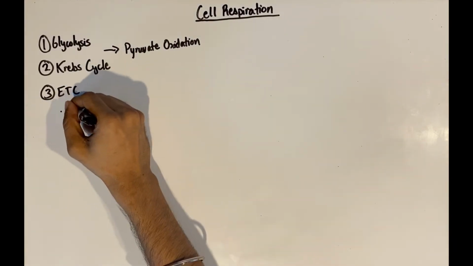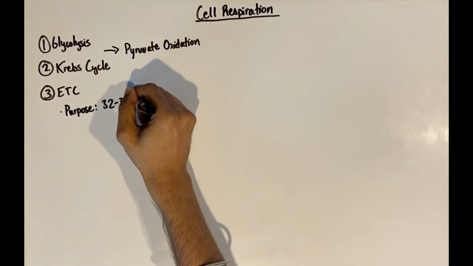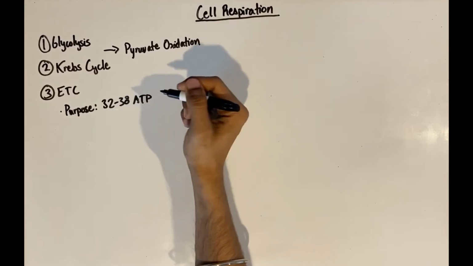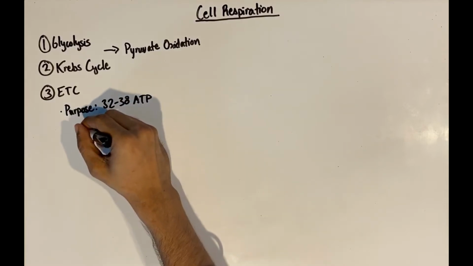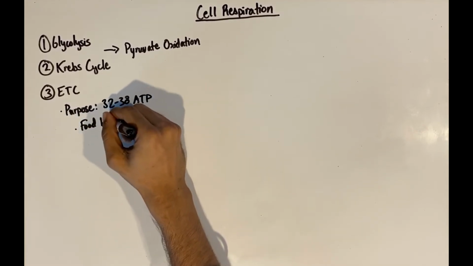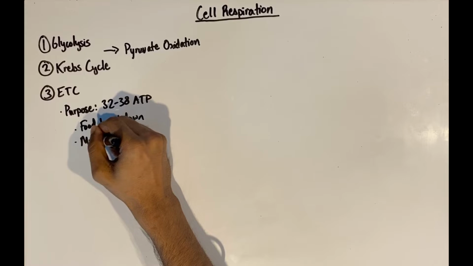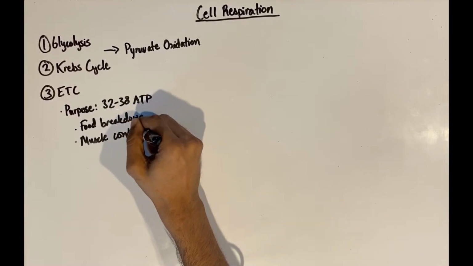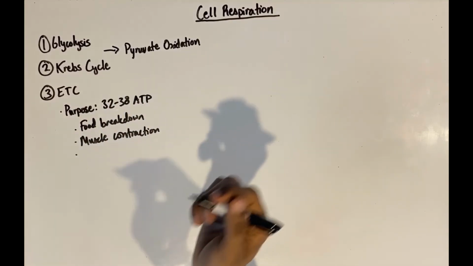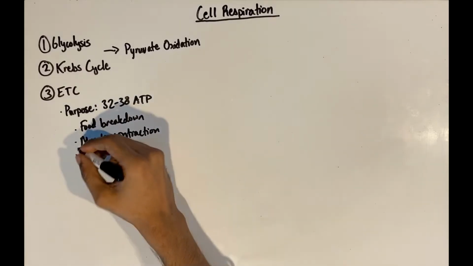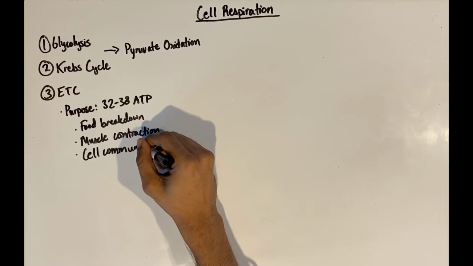The main purpose of cellular respiration is to generate energy, specifically 32 to 38 Adenosine Triphosphate, also simply known as ATP. ATP is a key energy molecule that our body generates to use for its own needs, such as breaking down food, so food breakdown, moving your muscles, so muscle contraction, and for cAMP conversion to provide protein kinase activity via signal transduction, also simply known as cell communication.